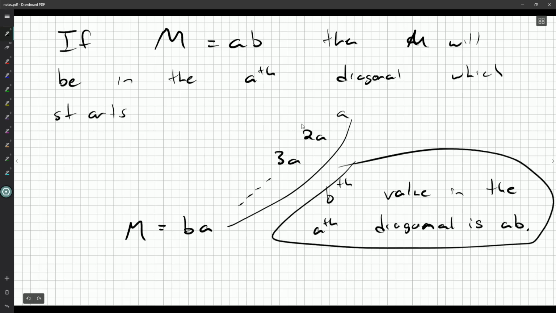So now if I'm looking at 2016 and I know it appears in the second diagonal, I know it'll have to appear in the 1008th position.